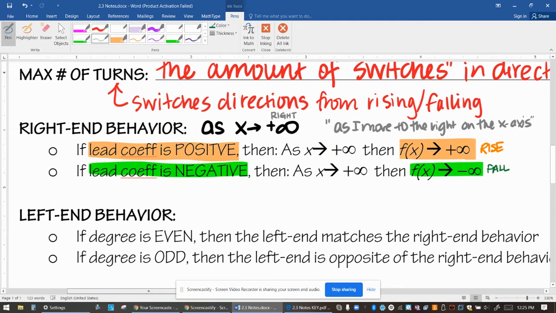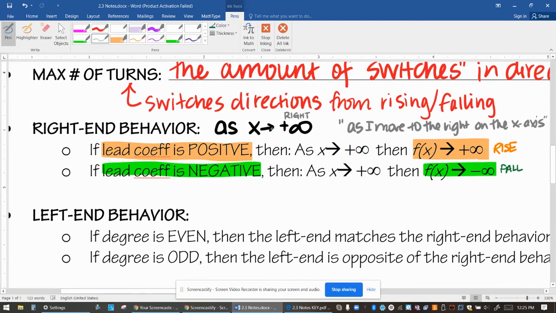So again, the right end behavior is always going to start with as x approaches positive infinity, because when you go to the right on the x-axis, you're going towards positive infinity. And you need to memorize that a positive leading coefficient of the function tells us that the right side is rising. But if the leading coefficient is negative, I just realized I forgot the I in positive. Oh my goodness, spelling mistake. Okay, but if the leading coefficient is negative, the right side is going to fall. Positive coefficient means the right side rises. Negative leading coefficient means that the right side falls.